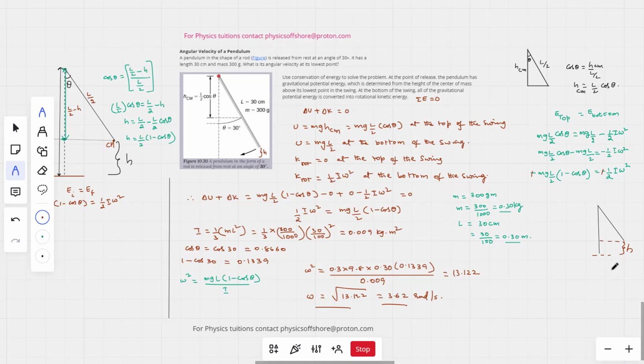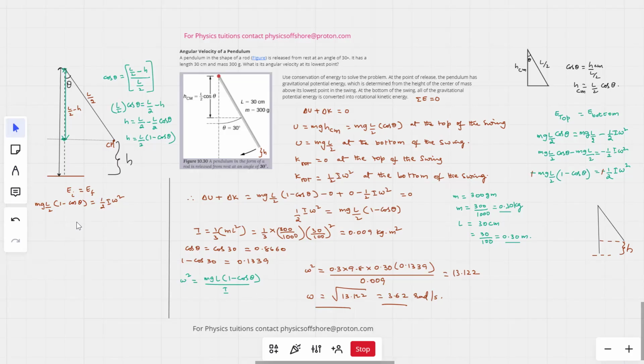There is one more method I will teach you. Now see this one. This is the center of mass, located at L by 2, and it is at a height of h. Take the right angle triangle. This side will become L by 2 minus h, and the hypotenuse will be L by 2. Therefore cos theta is equal to L by 2 minus h divided by L by 2, or h is equal to L by 2 times 1 minus cos theta.